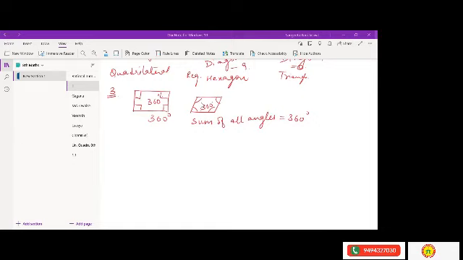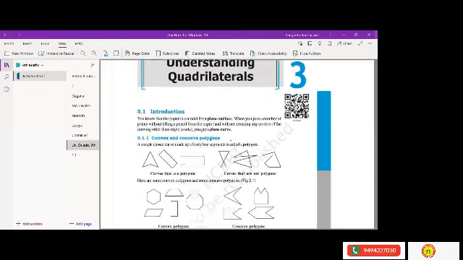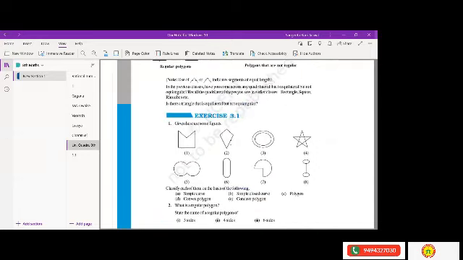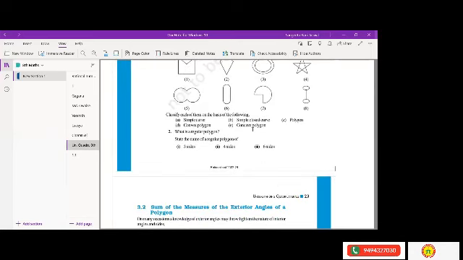Now see the next one. Examine the table. Each figure is divided into triangles and the sum of the angles is deduced from that. Now, do you have the book with you? Children, do you have the book with you? Okay, so you can see in this exercise, I'll show you the book here. This is the book exercise. You don't have that question. Exercise 3.1 is only this much.